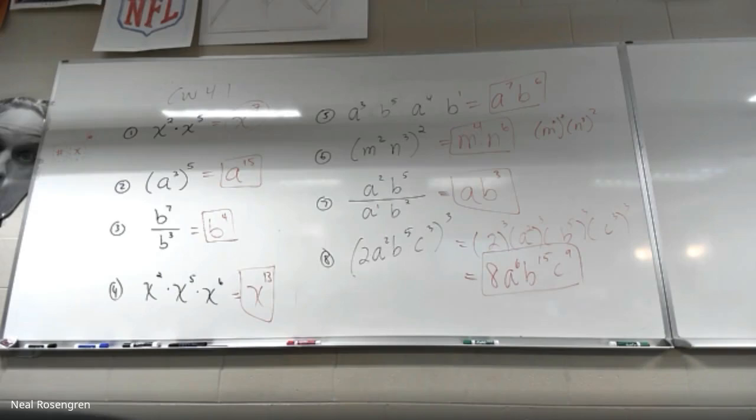My guess is that almost everybody probably had the a to the 6th, b to the 15th, c to the 9th part pretty good. But maybe you had a 6 sitting up front instead of that 8. If there are any questions about any of this stuff, now is definitely the time to ask, because I need to use all this knowledge to keep going. So we good? All right.